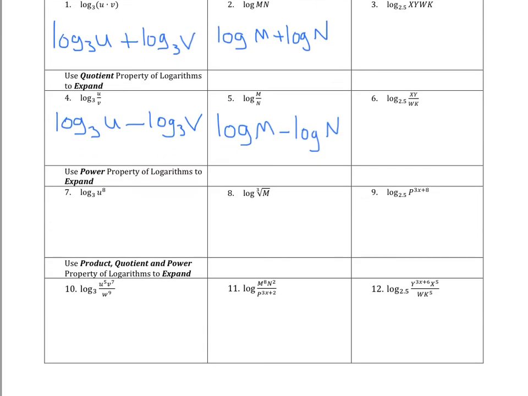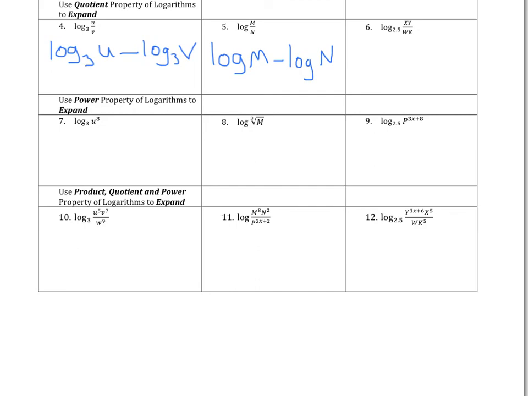Let's go ahead and look at the power property. The power property is if we have an exponent raised to an exponent, then we multiply. So log base 3 of u is one exponent that is raised to the 8th power. So in this case, 8 is the exponent times log base 3 of u is the other exponent. Go ahead and pause the video, try number 8.